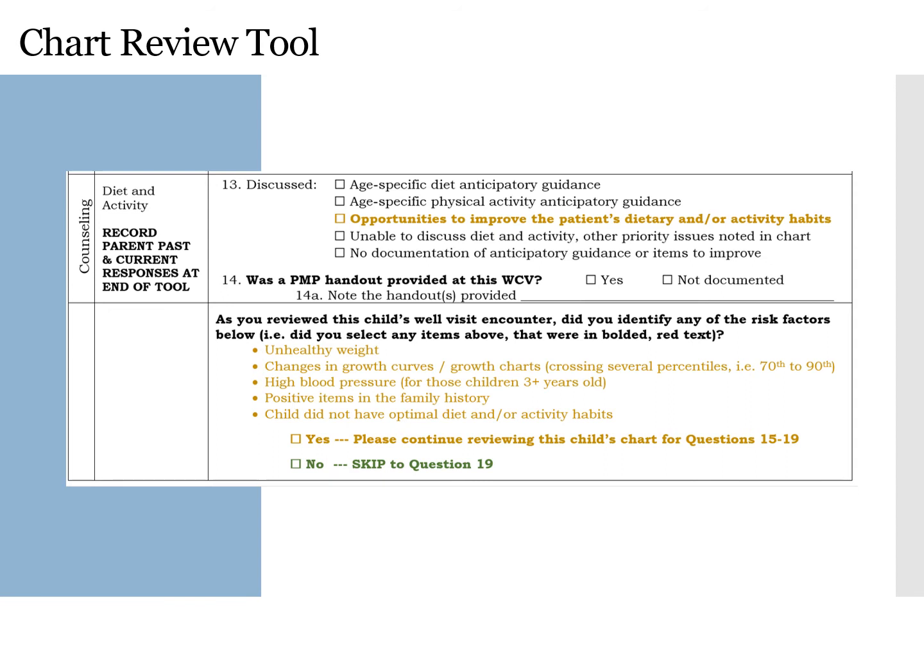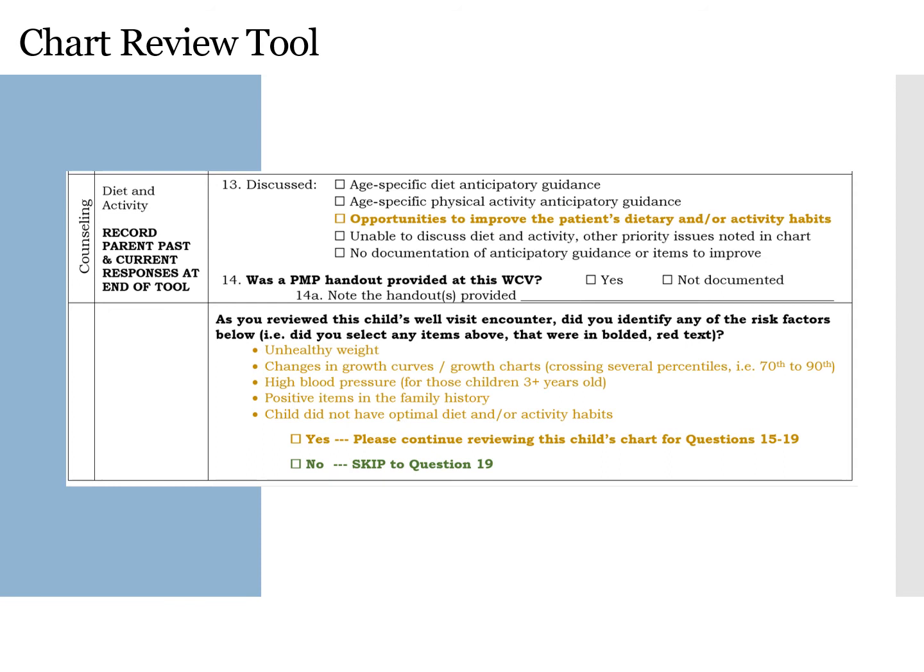The other component of this counseling around diet and activity is providing a PMP handout at this specific well-child visit, and you can note whether or not you had documentation of that, and if that handout was provided, what handout it was. Then you're going to digest the information from questions 1 through 14 to identify if any risks were noted in that child's chart to see if you should continue for review of other elements.